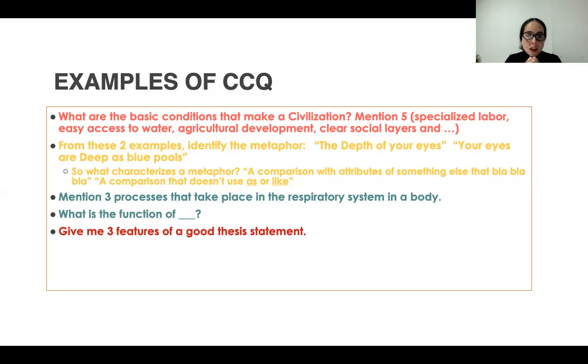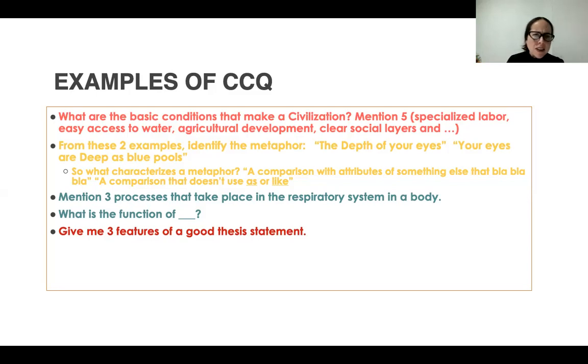From these 2 examples, identify the metaphor, the depth of your eyes. Your eyes are deep as blue pools. As I pointed out in the example before, what characterizes a metaphor is another CCQ question that is different from the previous one, because in the previous one you are giving them examples and having them identify which is which. If you remember, a metaphor is a comparison using attributes of something else that is not necessarily related to that something you're comparing it with, without the use of the words as and like.